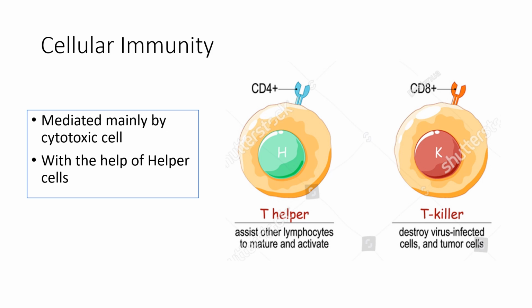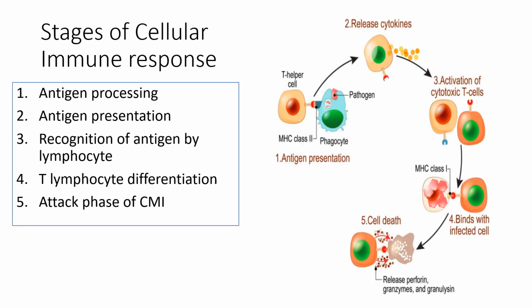Now, the two mechanisms by which cell-mediated immunity operates are by helping phagocytosis and release of certain cytotoxic substances. Accordingly, the T cell employs two types of cells for this purpose: the T helper cells and the cytotoxic T cells. When we talk of the stages of the cellular immune response, it occurs in 5 stages: antigen processing, antigen presentation, recognition of antigen by the lymphocyte, T lymphocyte differentiation, and attack phase of the cell-mediated immunity.